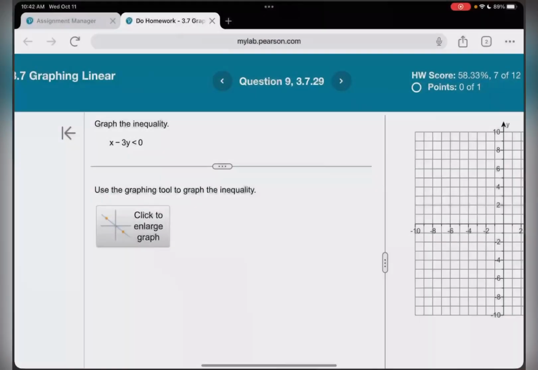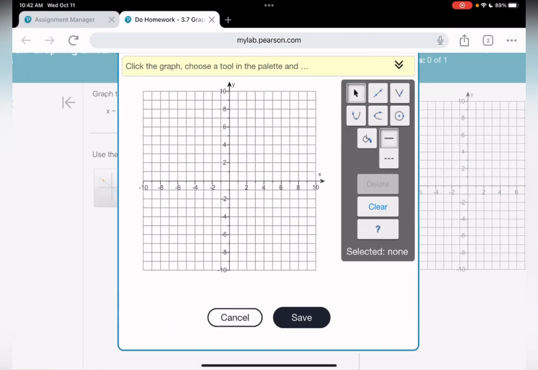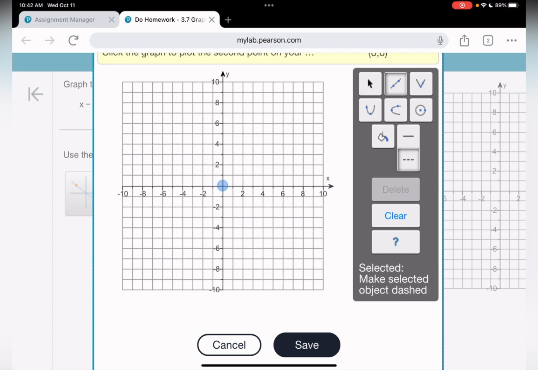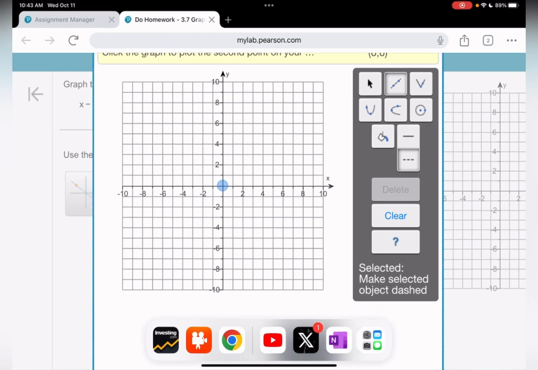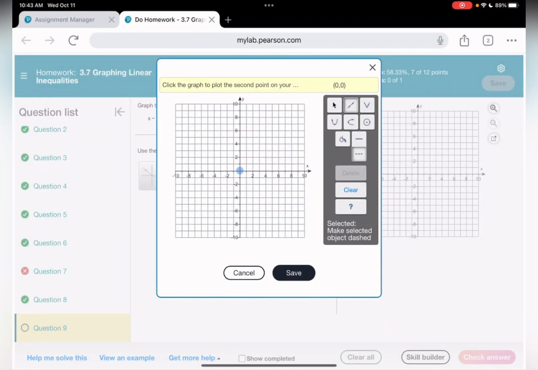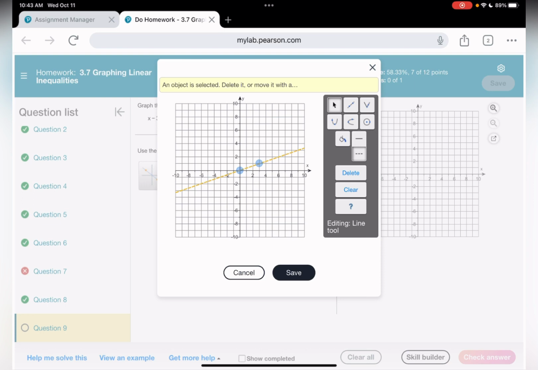So the intercept is 0, and it's going to be dashed. Going up by 1, and then 3 comes, it was positive, right? Let me double check. Yeah, positive. So 0, and then going up by 1, and then 2, 3 here. There we go. Now let's see which way I am going to shade.